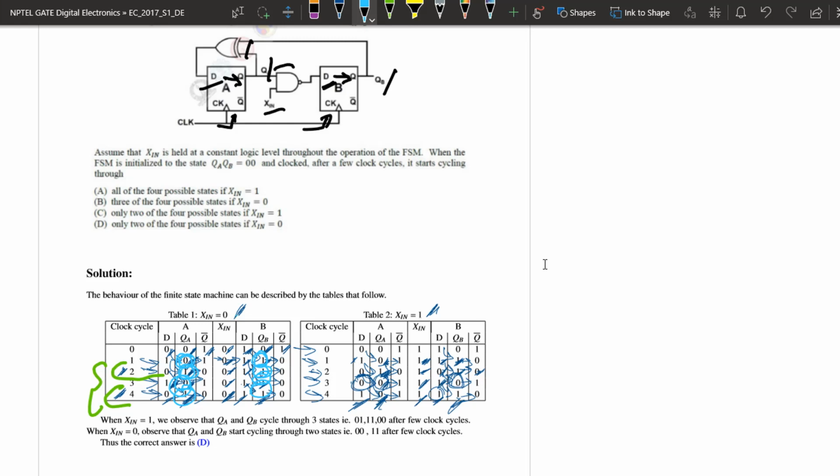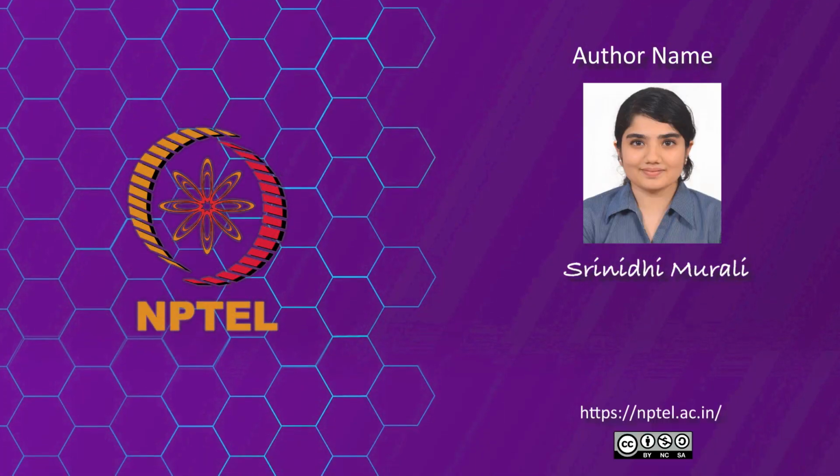Now, when Xn is equal to 1, we see QA, QB are 0, 1, then become 1, 1, then become 0, 0, and then again become 0, 1. So QA and QB are oscillating through 3 possible states out of 4. So the correct option here is that when Xn is 0, QA, QB cycle through 2 of the 4 possible states.